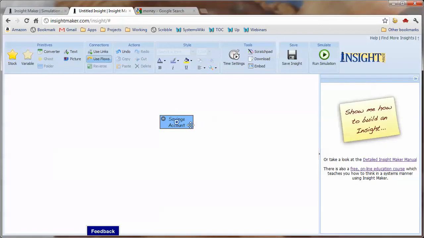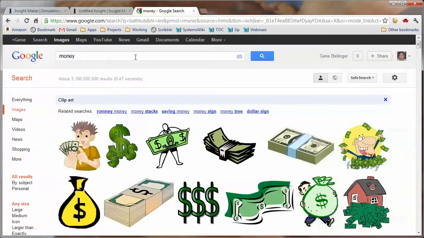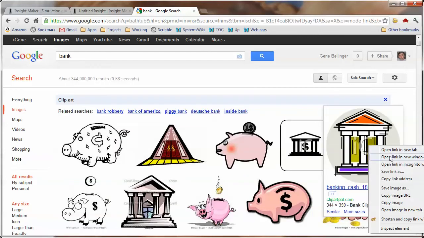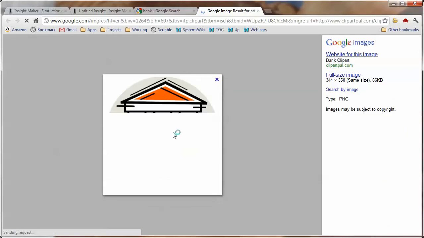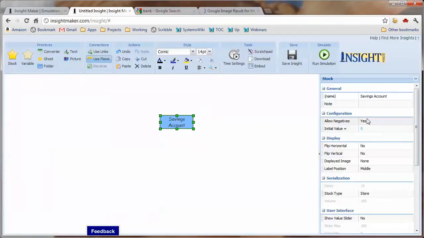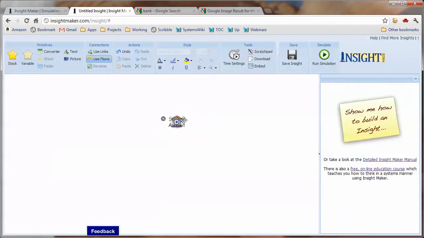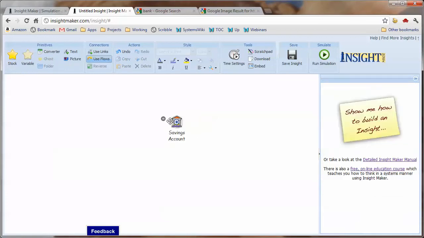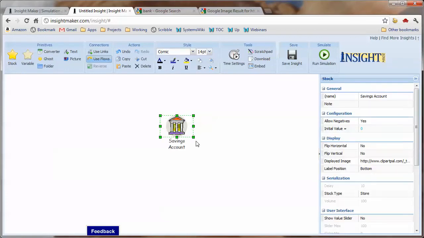And just to make it look good, we'll go look for a bank. Here's one. Open a new tab, copy the URL, and go back and put this on the displayed image, and then tell it to move the label to the bottom, and then we'll resize it a little bit so that, okay, so this is the money that's in the savings account.